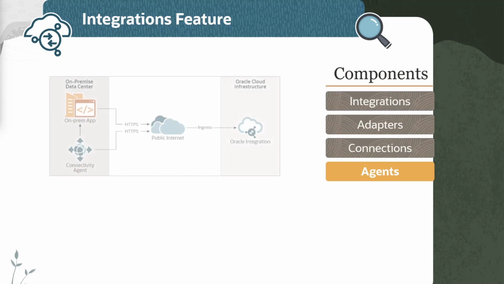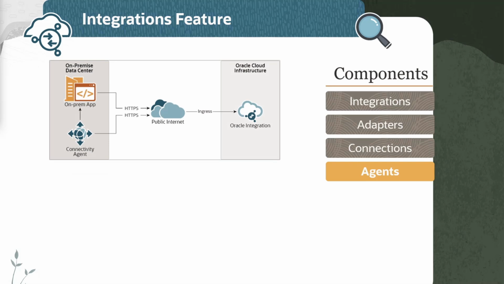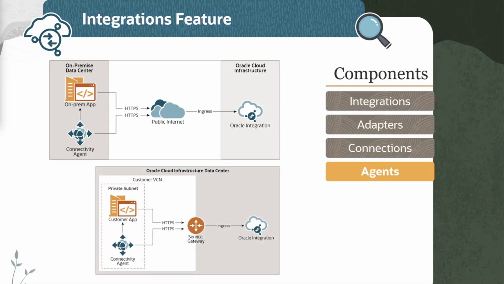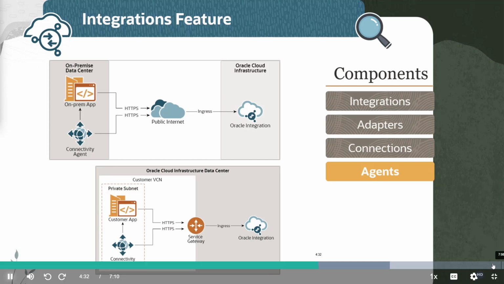Some connections, however, will require a component called a connectivity agent. This will be necessary if the external service or application is located in a private network or on premises, or in a private cloud network. Once deployed, these components interact with Oracle Integration Cloud to facilitate that connectivity.